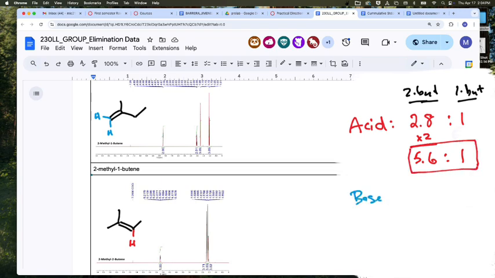What was our ratio for the base? This one, 1.67. 1.67 of our 2-butene. I want to multiply that by 2, and I get 3.3 to 1. So what is that actually showing? The acid is favoring the formation of the 2-butene significantly more than the base conditions. That's what the data shows.